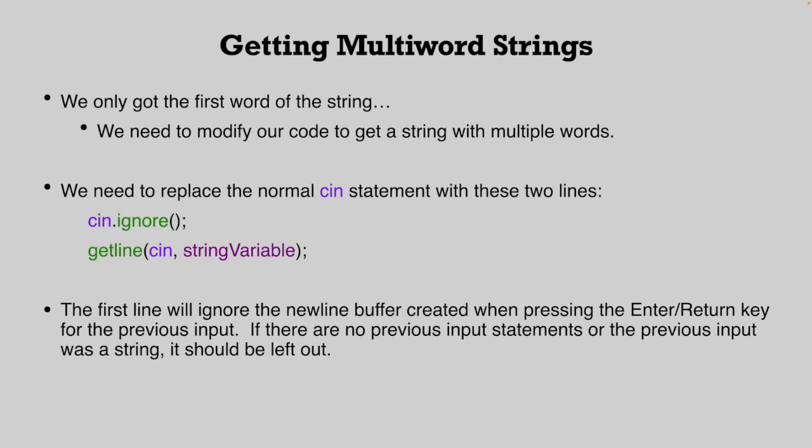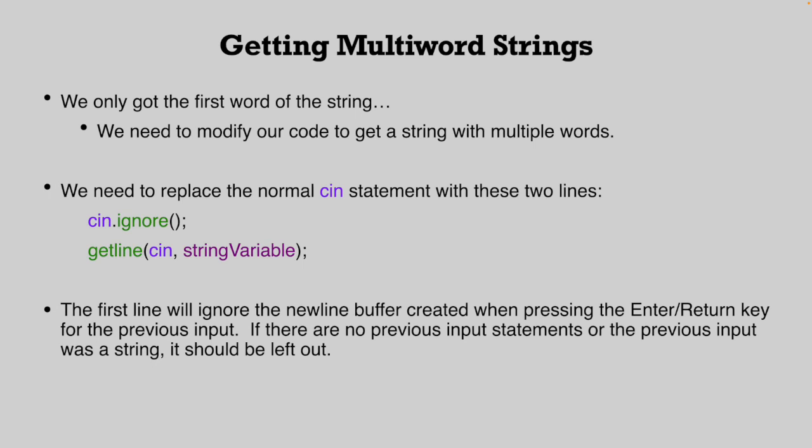So yeah, we only got the first word of the string. If we wanted to get the whole string, or the name in this case, we're going to need to do something a little different. We want to replace our normal cin statement with these two lines: cin.ignore, and then getline, with the cin and then the string variable that we're storing our input into as parameters.